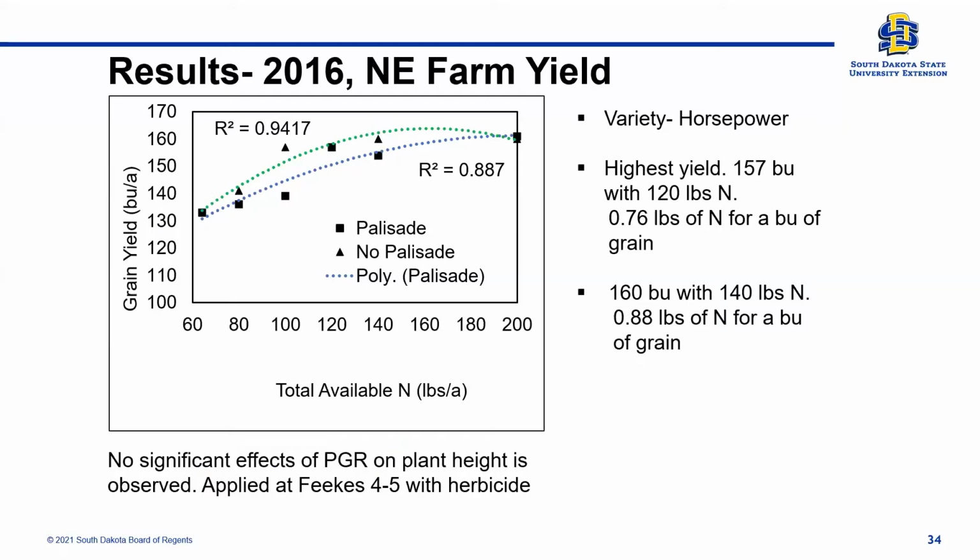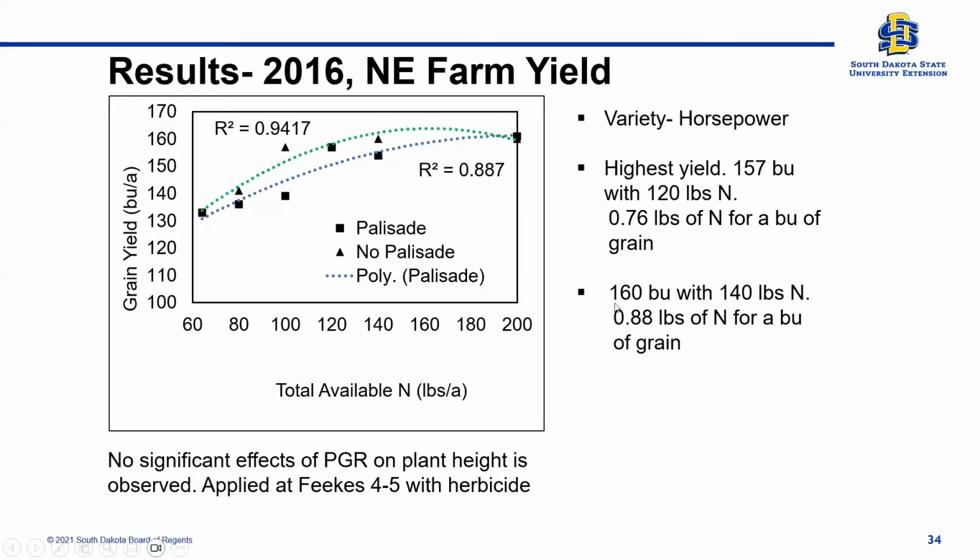So in 2016, when we had just one location at the Northeast Farm, we used Horsepower as the variety, and the highest yielding was 157 bushels, which we got with 120 pounds of nitrogen. So if you do the ratio of yield to applied N, it comes to about 0.76 pounds of N for a bushel of grain. And we got 160 bushels of grain with 140 pounds of N. So there is no gain applying N in this case after about 120 pounds. And you can see that on the plotted graph also.